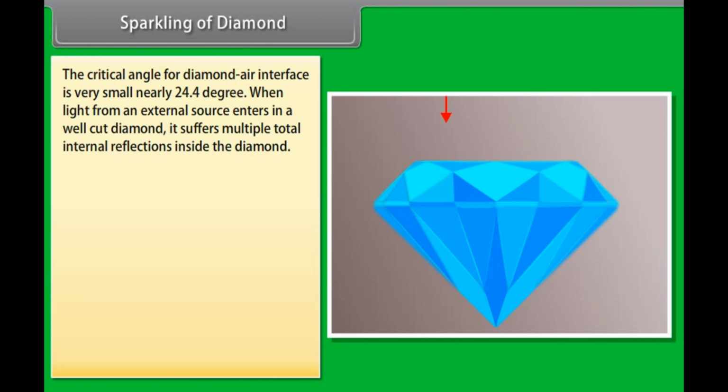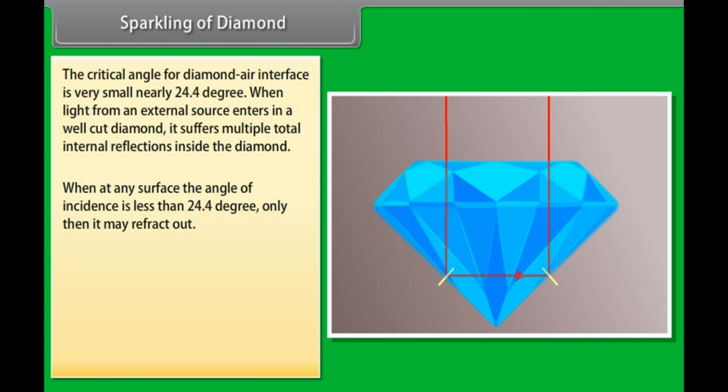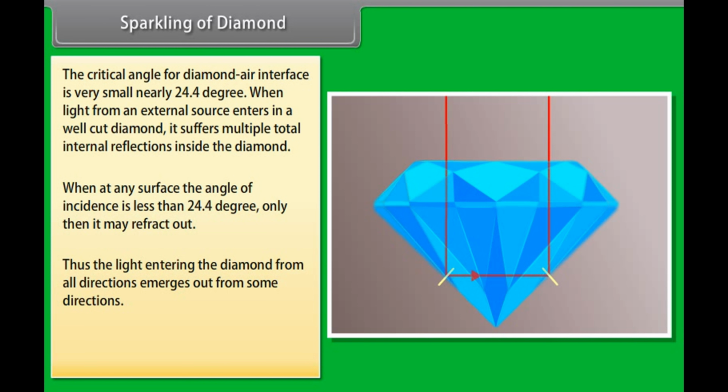The critical angle for the diamond-air interface is very small, nearly 24.4 degrees. When light from an external source enters a well-cut diamond, it suffers multiple total internal reflections inside the diamond. Only when at any surface the angle of incidence is less than 24.4 degrees may it refract out. Thus, the light entering the diamond from all directions emerges out from some directions. Therefore, looking from these directions, the diamond appears sparkling.